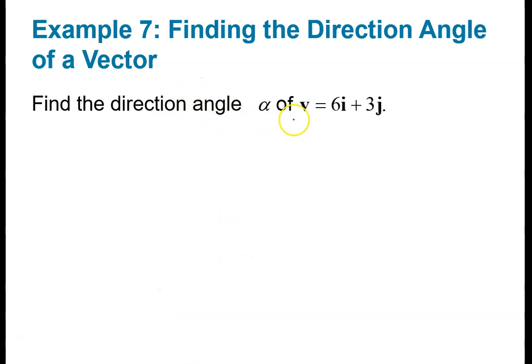All right, and then find the direction angle. So what is alpha if this is my vector? So 6i, 3j. So there's my origin. I'm moving 6 to the right. I'm moving 3 up. So something like that. There's my vector, and it's wanting to know what is this angle that they're calling alpha.